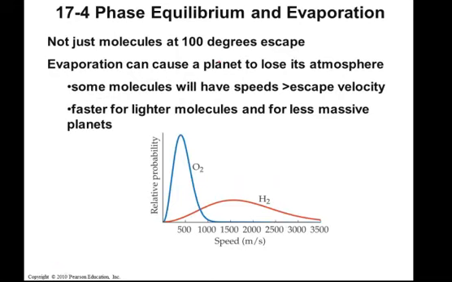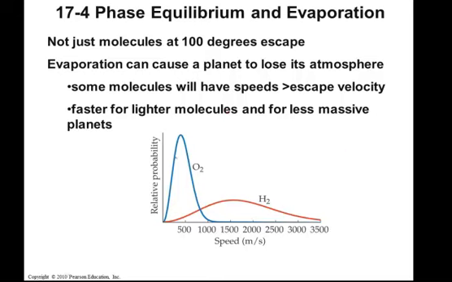And not just molecules at 100 degrees will escape, which is the normal boiling point. Evaporation can cause a planet to lose its atmosphere, because some of the molecules will have speeds that exceed the escape velocity. So that means at any temperature these things can escape. It just depends upon what their speed is. And evaporation occurs faster for lighter molecules and for less massive planets.